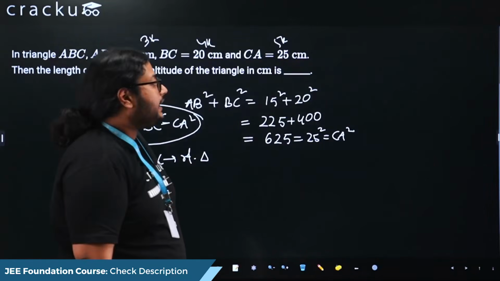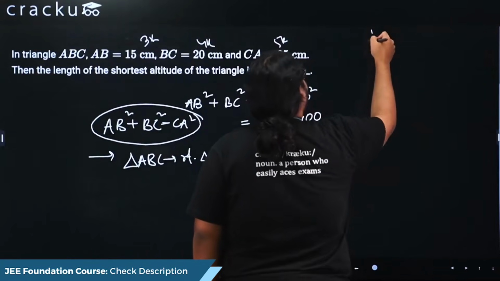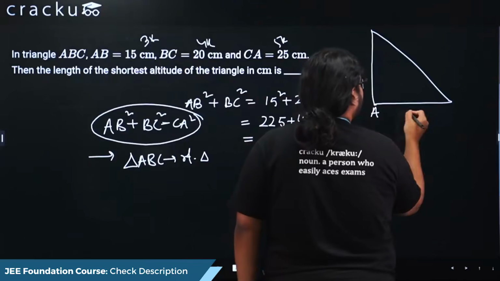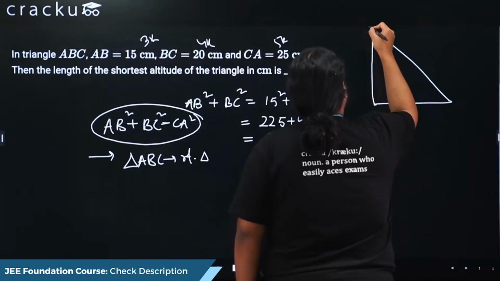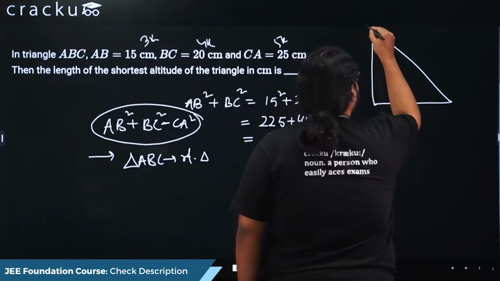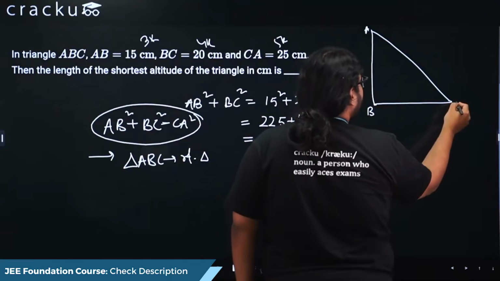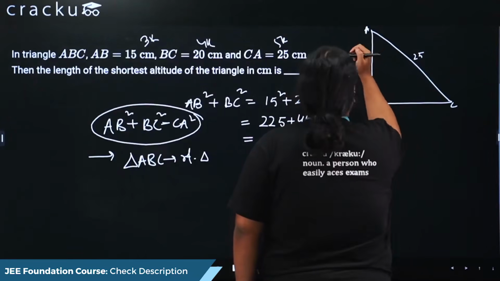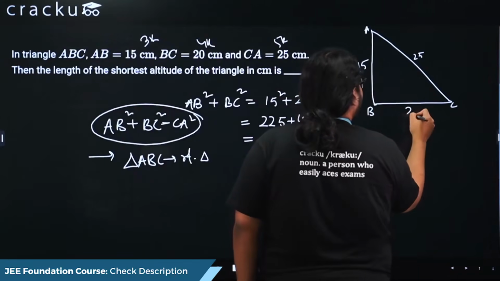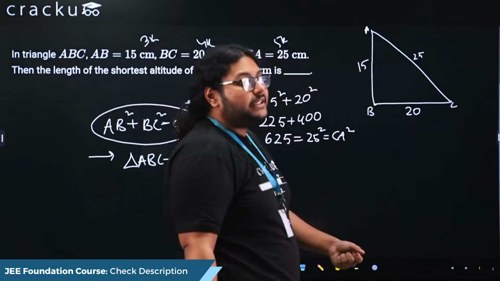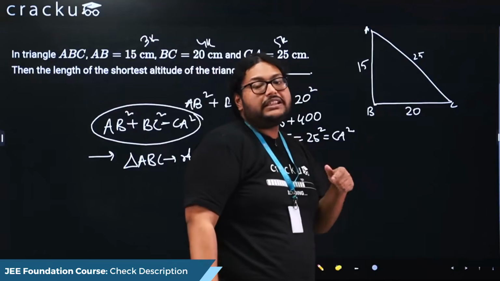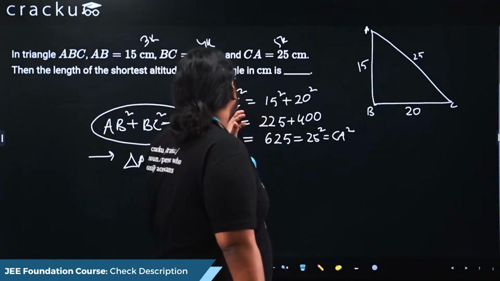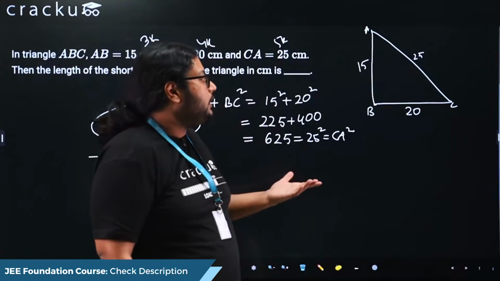So if it's a right angle triangle, let's just sketch it out something like this. CA was the longest side, sorry. So we can do this A, B, C. This is 25. Let's say AB is 15 and BC is 20. Now, what will be the three altitudes? Every triangle has three heights, and we need to figure out the smallest altitude, the shortest one. So what will be the three altitudes?